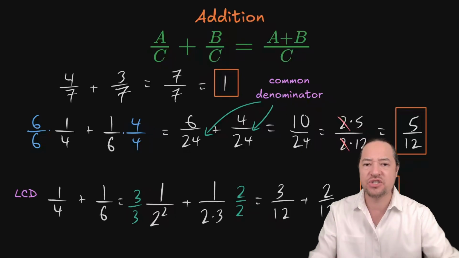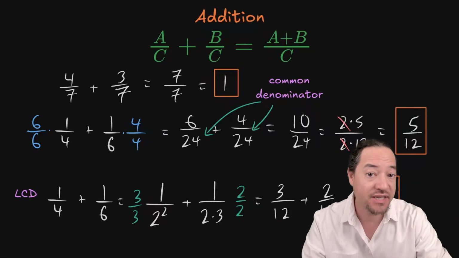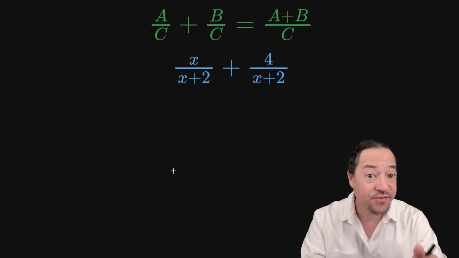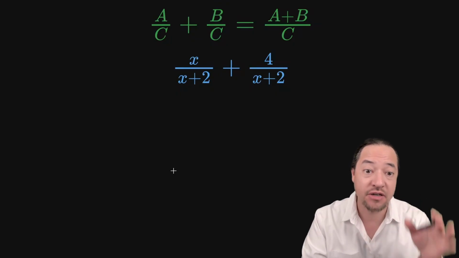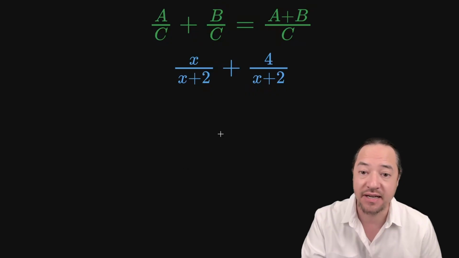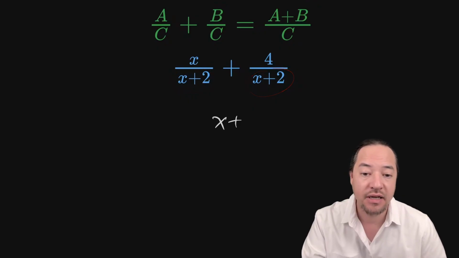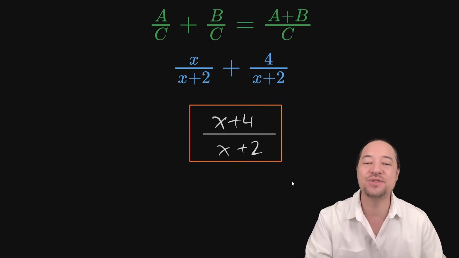Okay, so that's the idea, just adding fractions together. Now, let's see how we apply this principle to adding rational expressions. All right, this first one is going to be pretty easy. As long as we have a common denominator, we can add fractions together, so we can add rational expressions together. And here, we already start out with a common denominator. So in that case, the answer here is just going to be x plus 4 over x plus 2. And that's it.